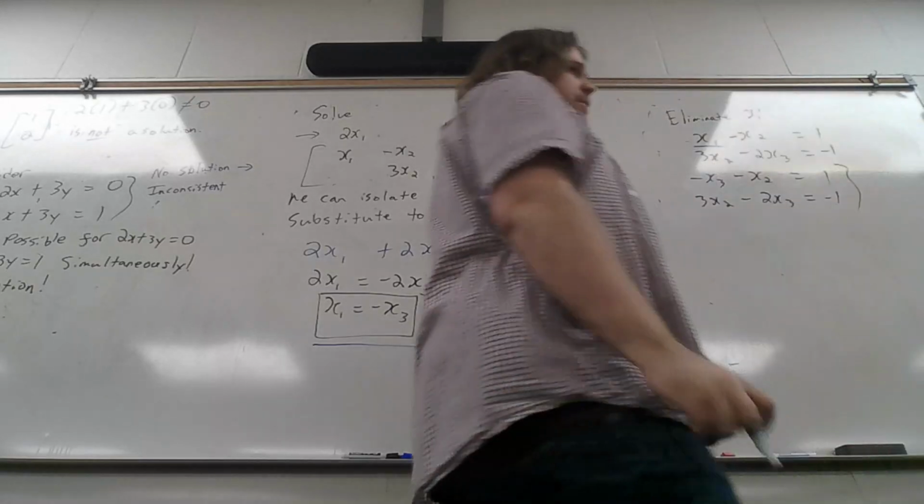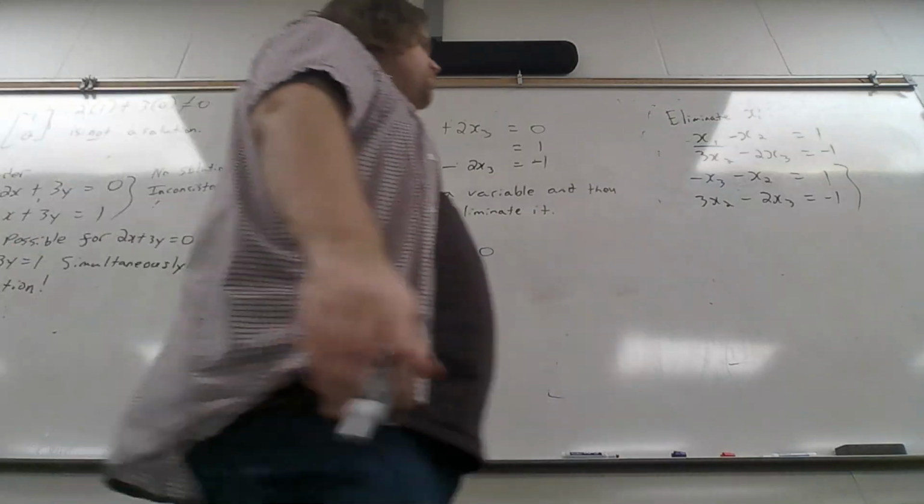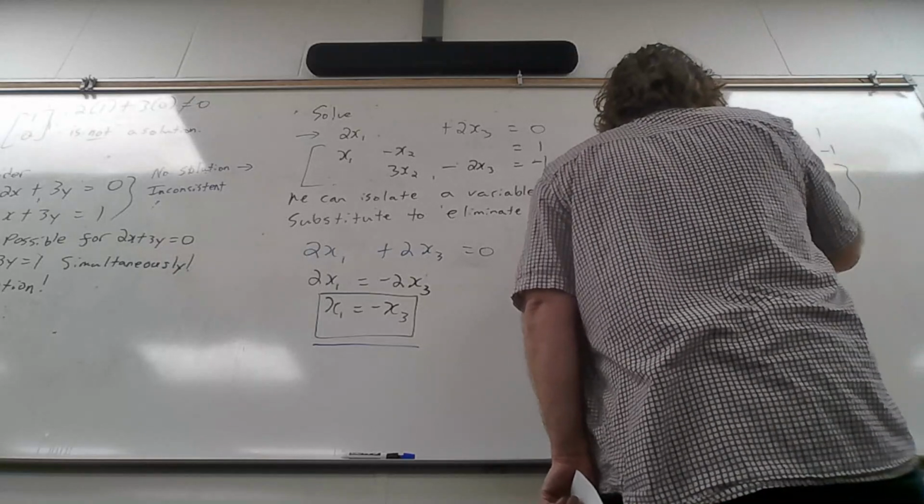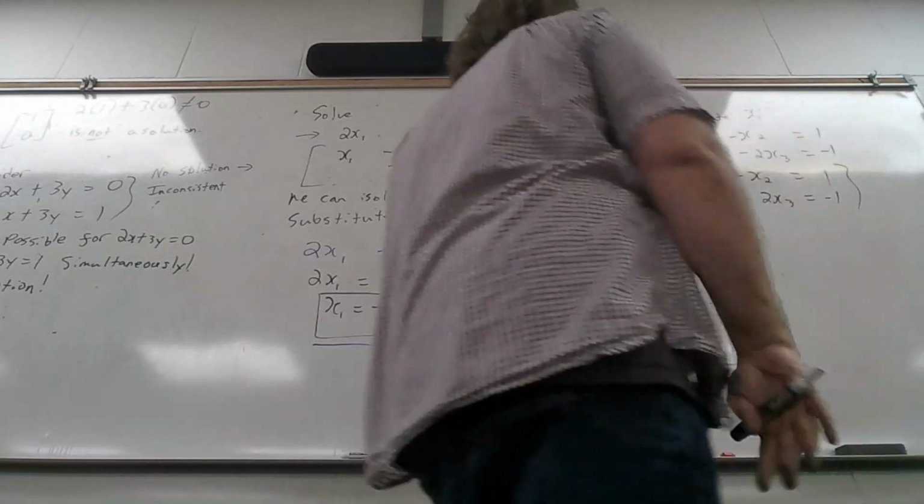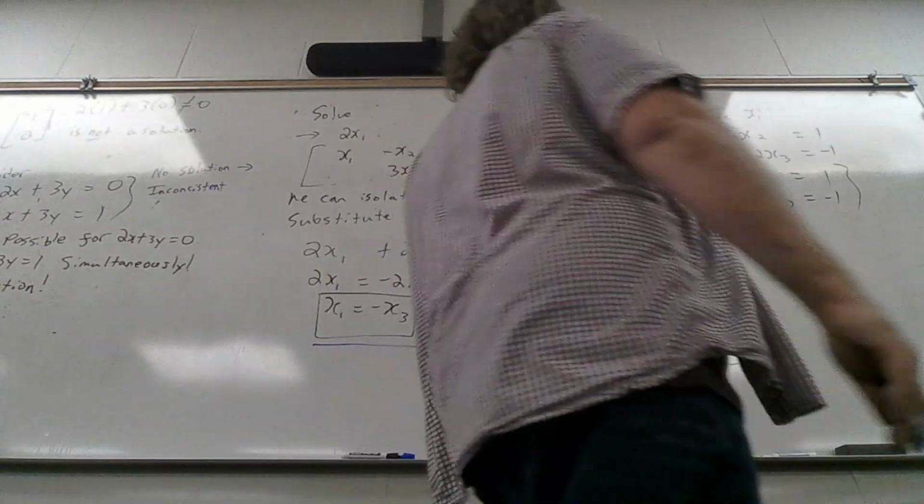Right, so this is our system left. But hey, now there's no x1 anymore, right? We've gotten rid of a variable. So now what do we do? We repeat. Pick another one of these equations and do the same thing. Pick an equation and then pick a variable. I just like to go in order.